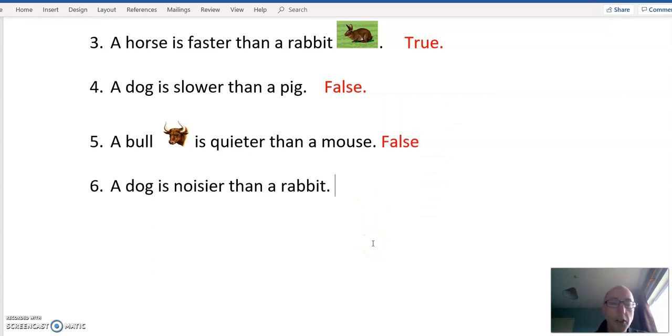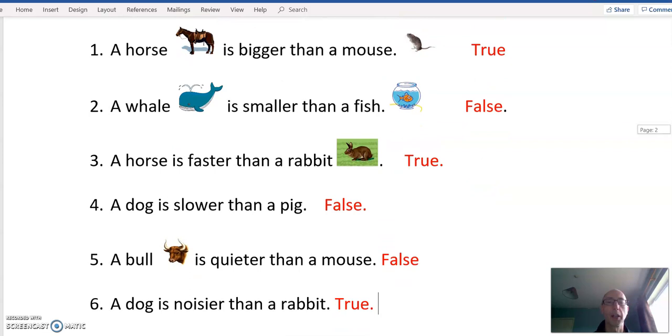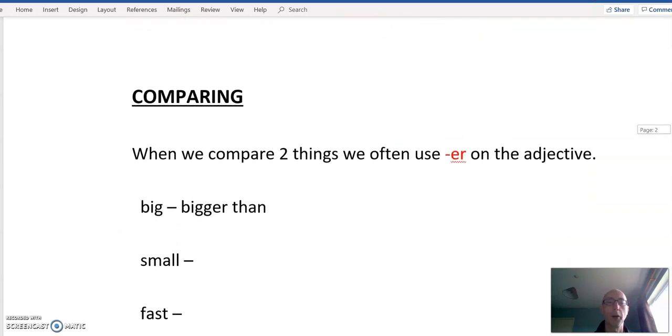And a dog is noisier than a rabbit. Is that true or false? What do you think? I think that's true. A dog can be noisy. So a dog is noisier than a rabbit. So what we're doing here, we're taking two things and we are comparing. We're comparing two things. Bigger, smaller, faster, slower, etc.